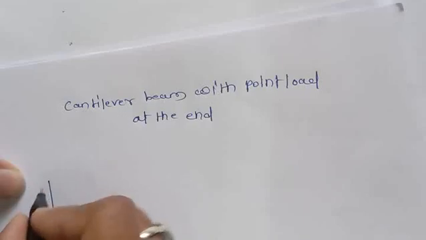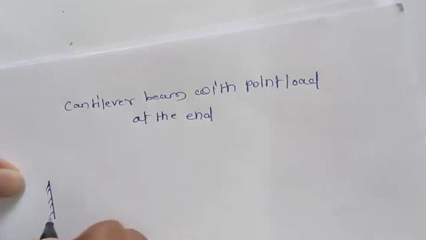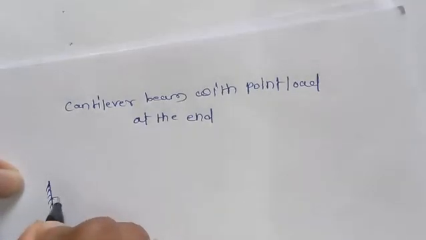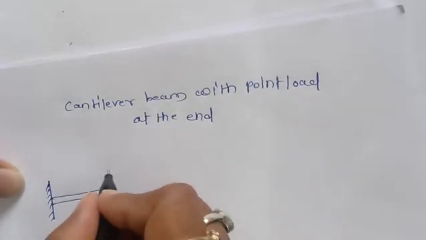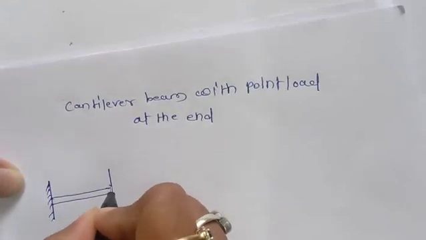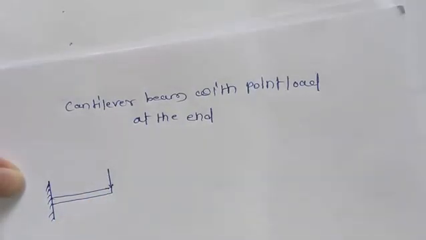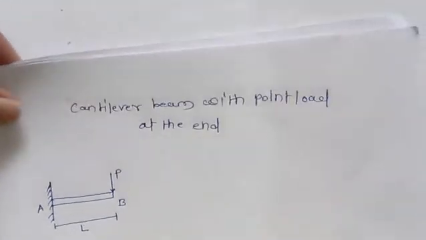So we'll take this cantilever beam, where one end is fixed and the other end is free. This is called the cantilever beam, and the point load is acting here at the end of this cantilever beam. I'm naming it P, and the total length is L. I'm naming these points A and B. So this is the cantilever beam with the point load at the end.